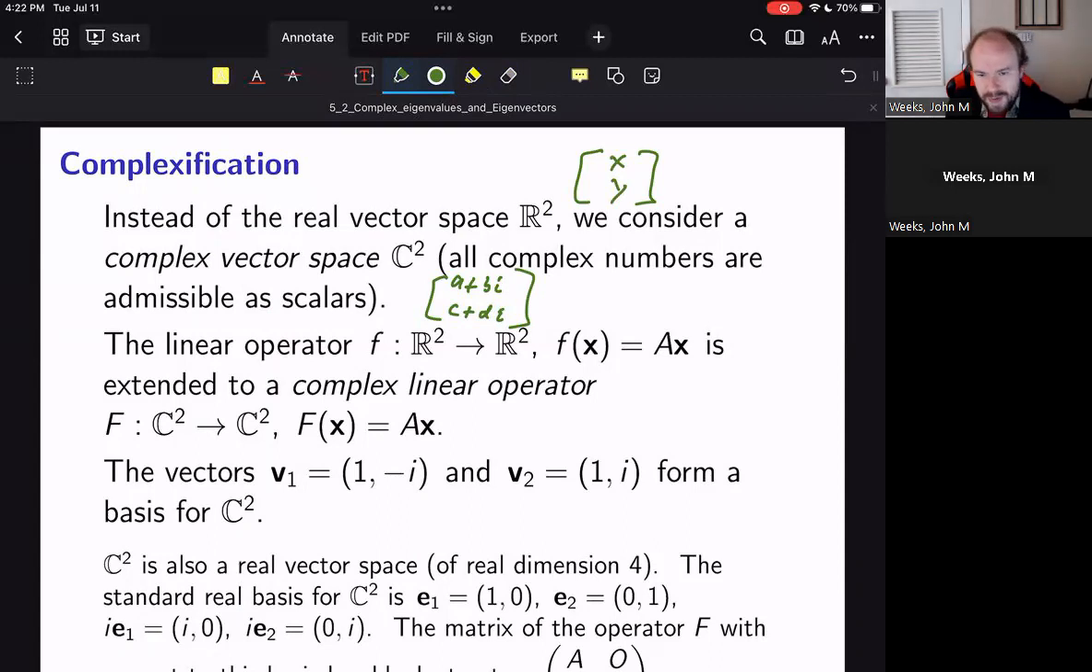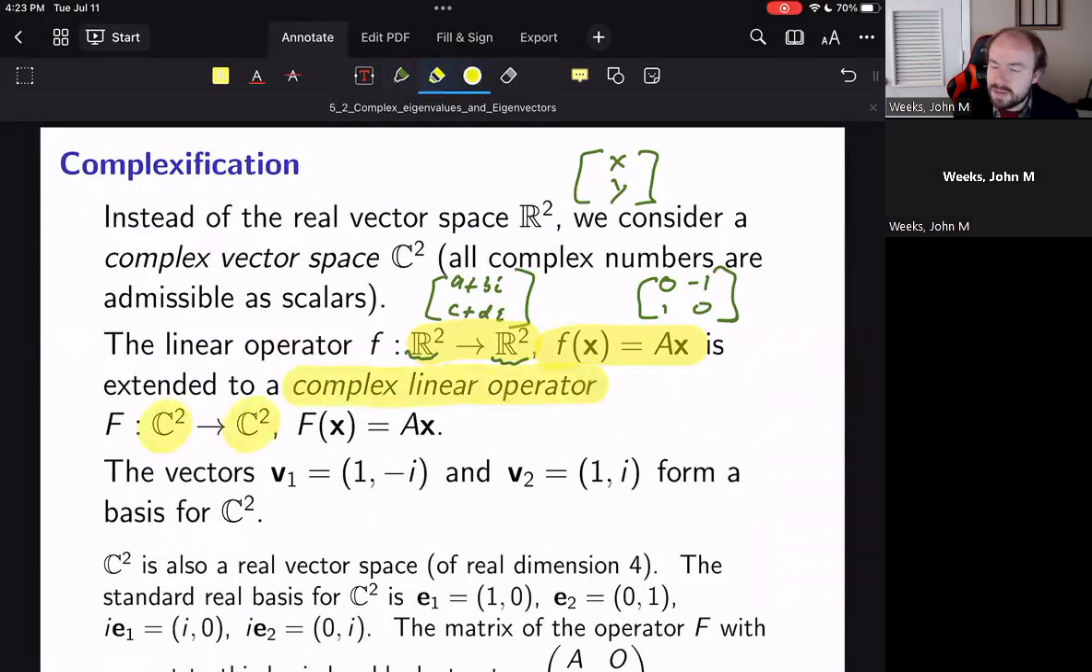So the linear operator taking R2 to R2, f of x equals Ax, where A is like our example from before. It's been a while, so I'll make sure to repeat it. Here is that matrix A. We can extend this operator, R2 to R2, to be a complex linear operator going from C2 to C2. What is this? We're saying, okay, we know what this looks like on R2, on the xy plane. What does this look like on C2?